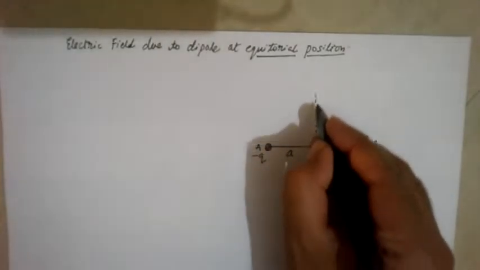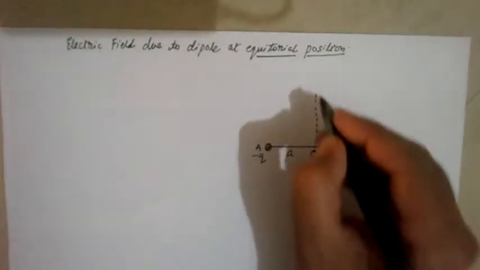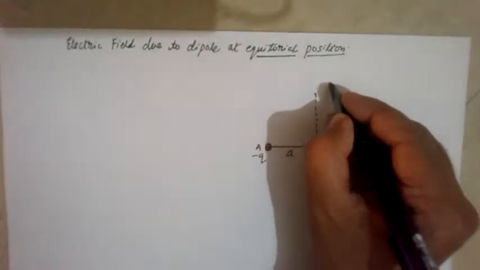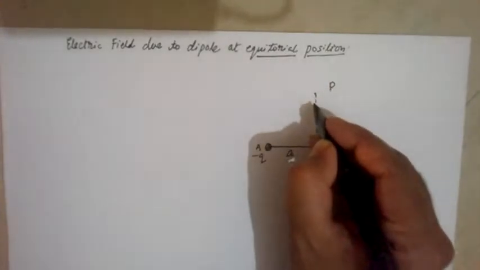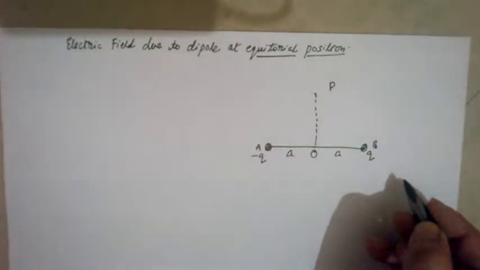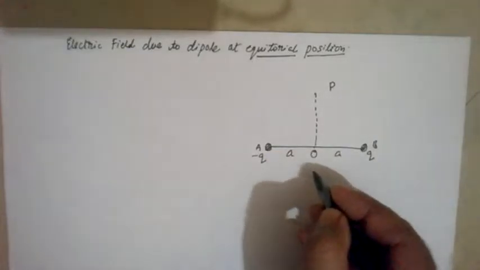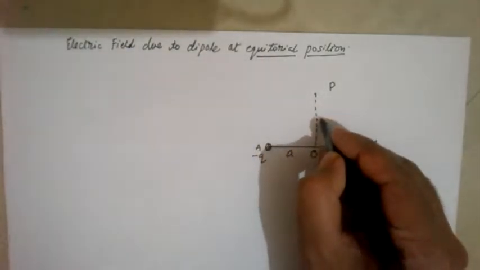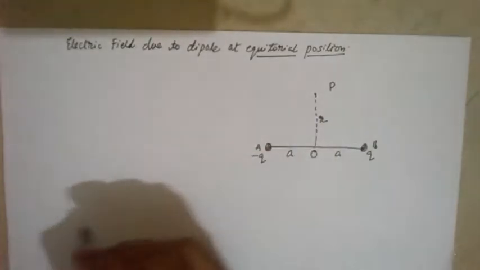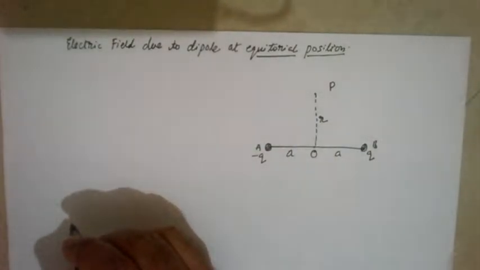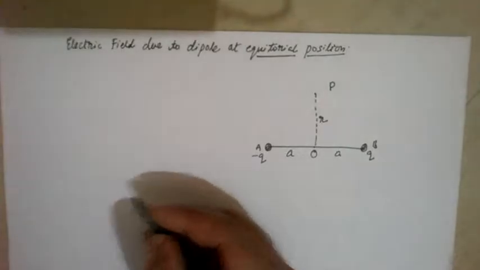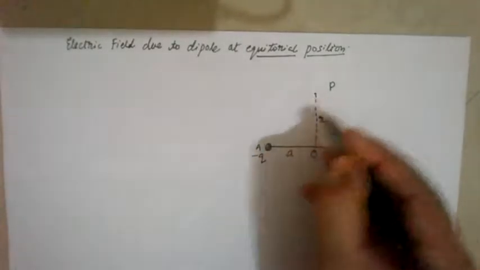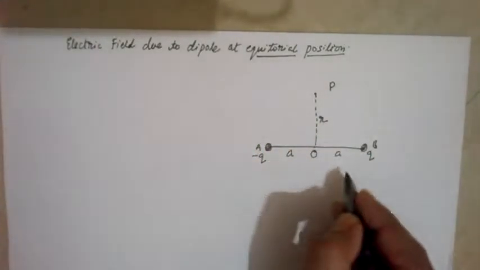This line is the equatorial plane, and we'll take a point P on it, and this point P is on the equatorial plane of the dipole, which bisects the dipole. Now the distance of this point P from the center of the dipole is r. We have to find the electric field at this point P due to this arrangement, called an electric dipole.